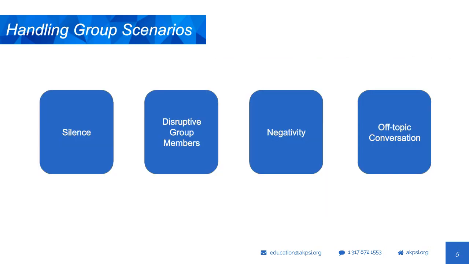As a facilitator, you may find yourself dealing with some difficult situations. It is your responsibility to take control of the situation in order to bring an unruly conversation or unruly individual back on track before it affects the environment and the group's learning. A few situations you may end up dealing with include silence, disruptive group members, negativity, and off-topic conversation.